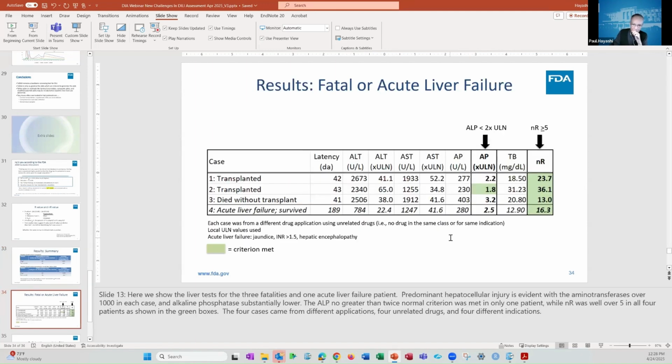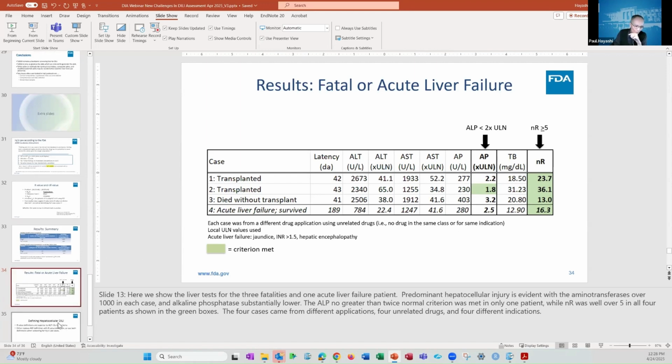And these are the fatalities, well, 3 fatalities and 1 acute liver failure. This patient survived. But you can clearly say these are hepatocellular. The ALT and AST were in the thousands. And unfortunately, the alk phos tends to rise a bit. So only one of them stayed below 2 times upper limit of normal, whereas the R value was well over 5.